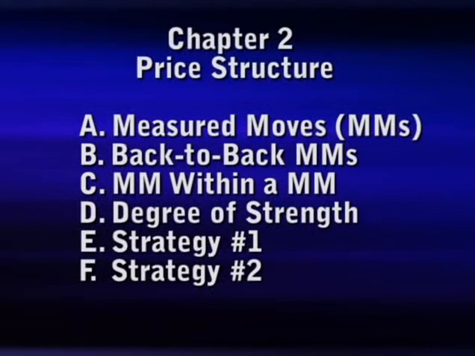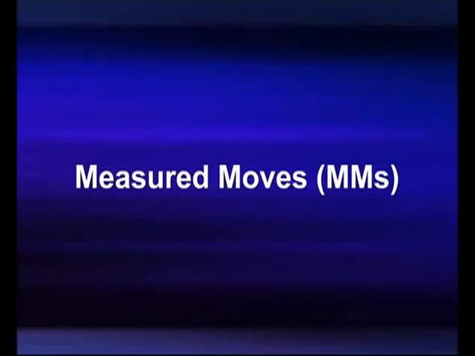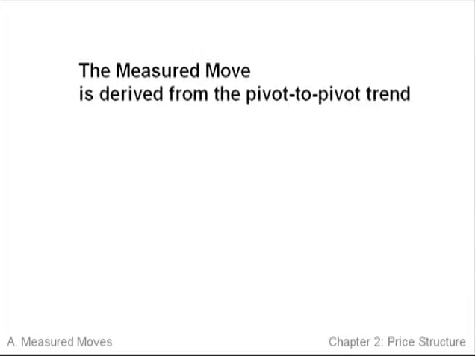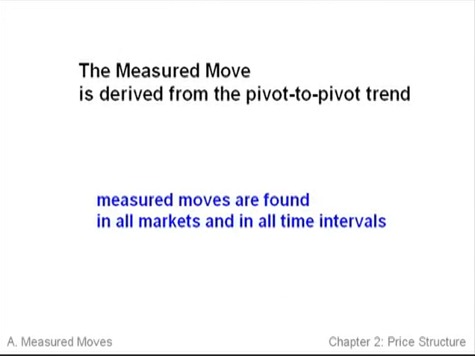Here in Chapter 2, you'll learn about price structure, which is the measured move. The measured move gives you trend direction as well as trend strength. You'll learn about back-to-back measured moves as well as a measured move within a measured move. The measured move is derived from the pivot to pivot trend. Measured moves are found in all markets and in all time intervals.